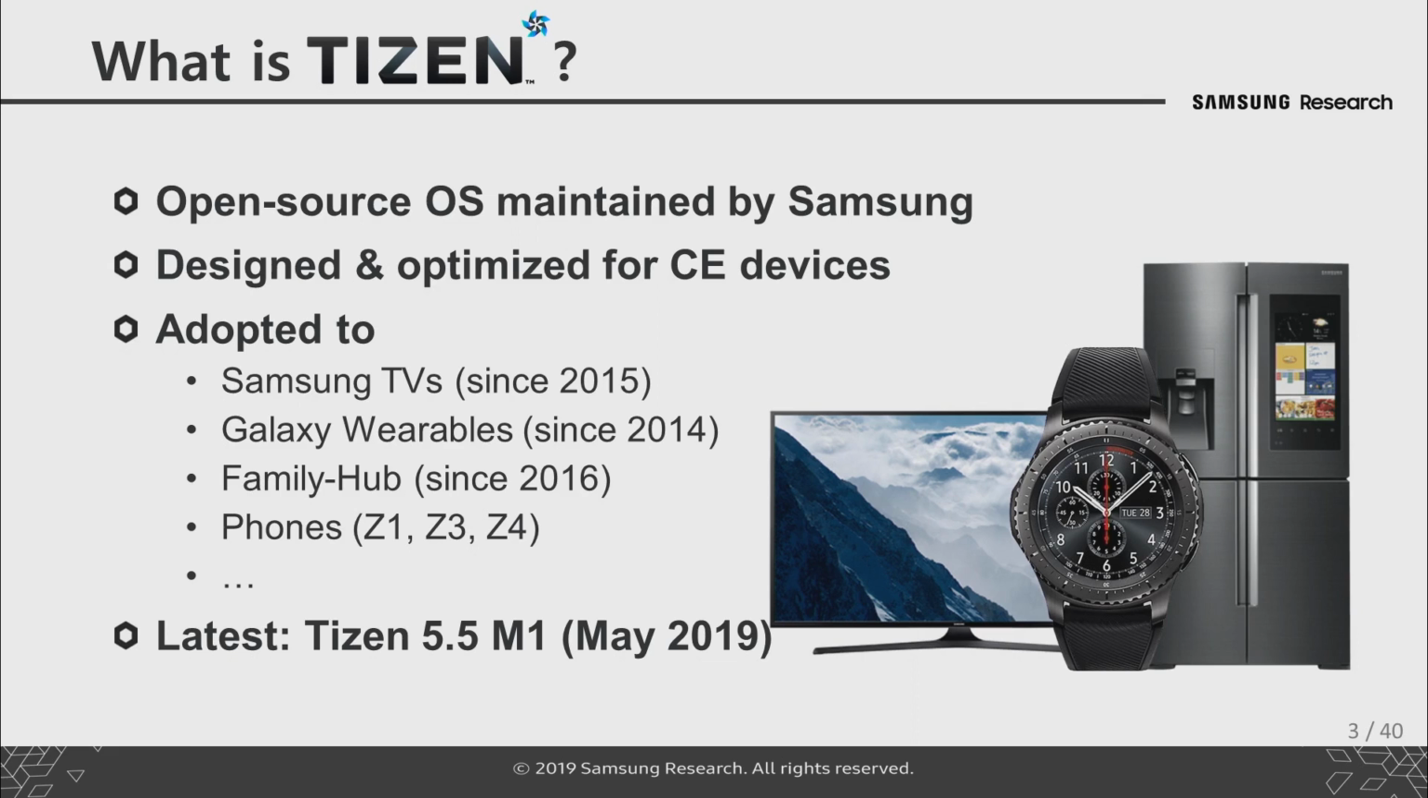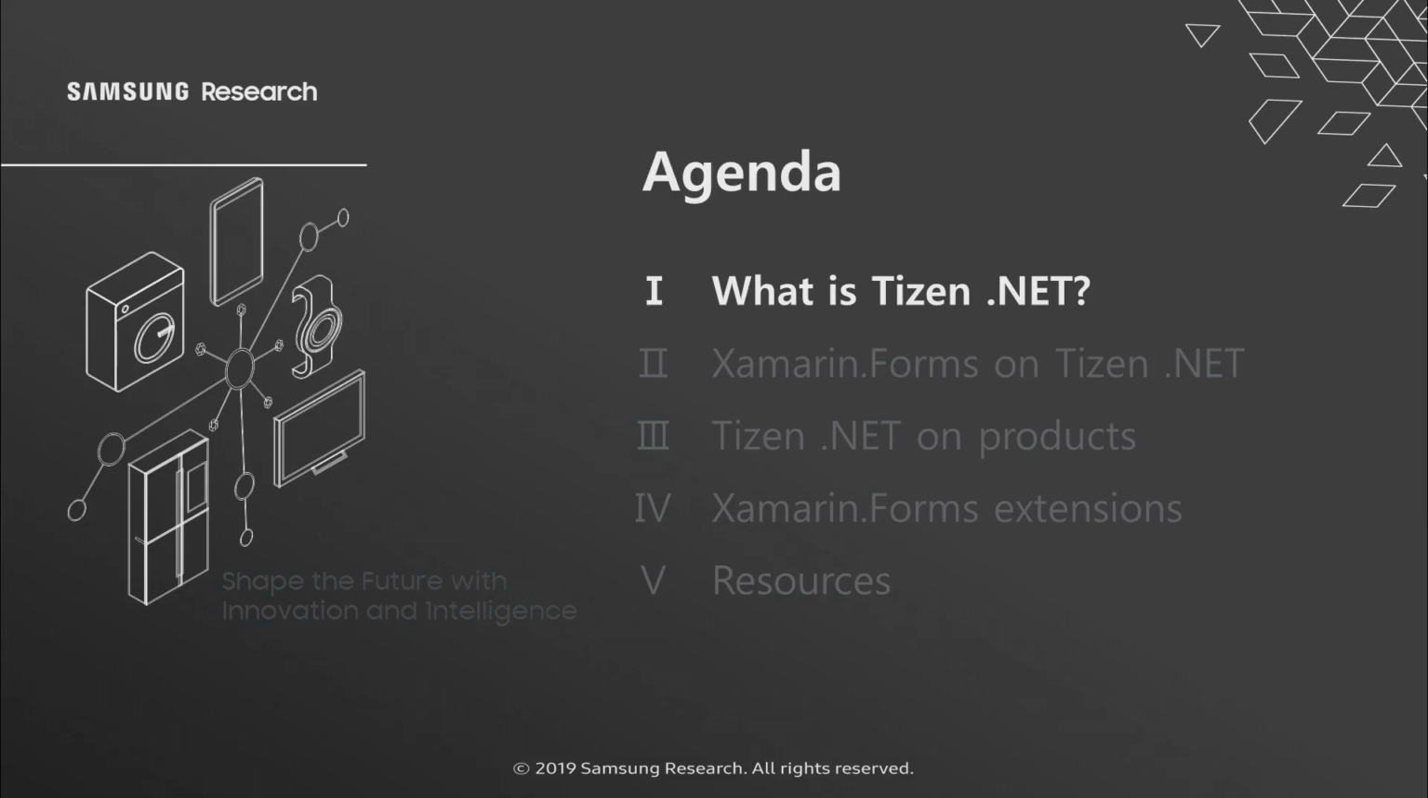That Milestone 1 refers to the first beta version of 5.5, and that was released in May 2019. And just for some more information, Tizen .NET is supported from Tizen 4.0. So I guess now we are all ready to start with the first agenda item.